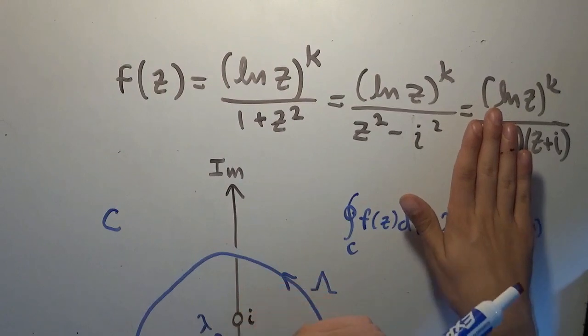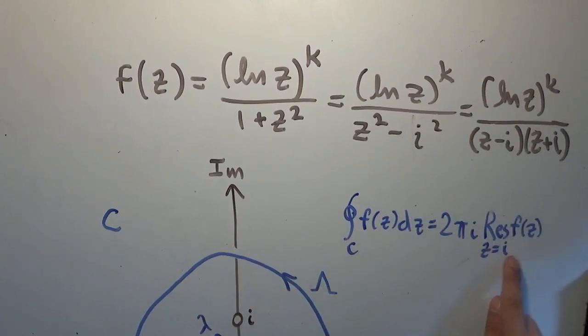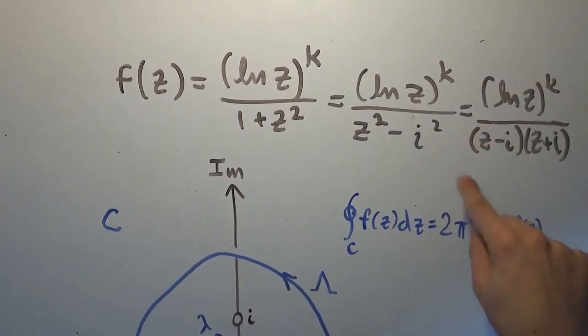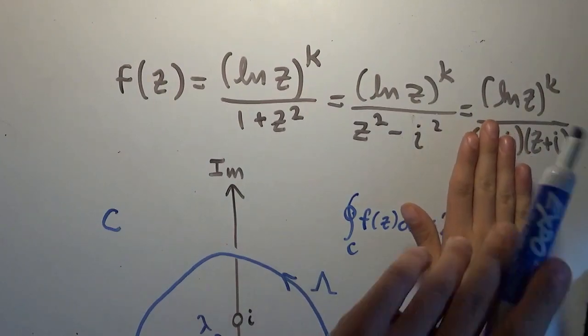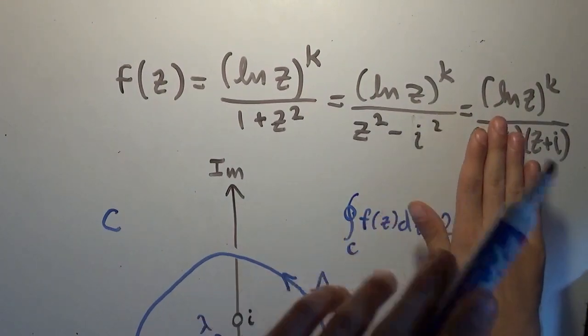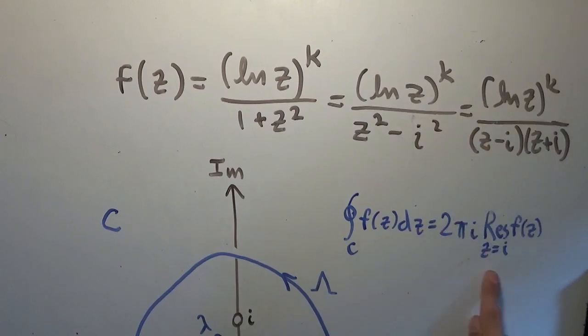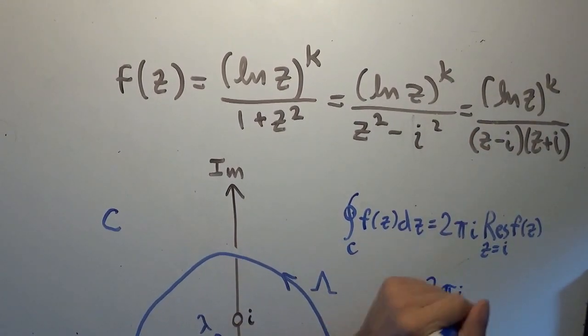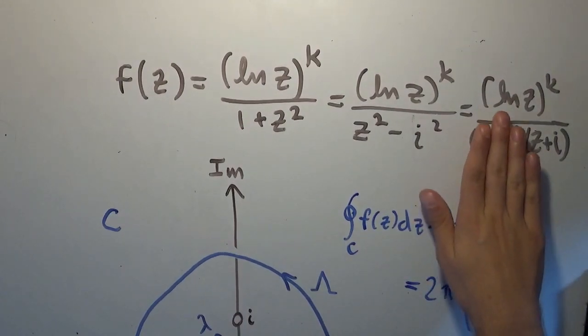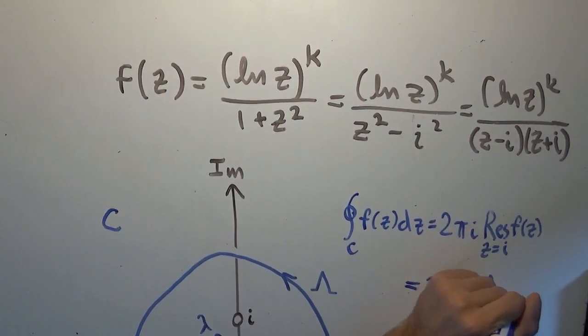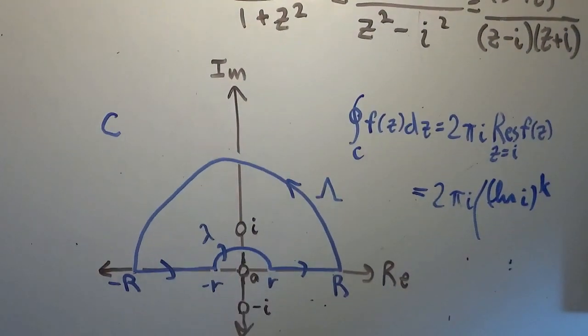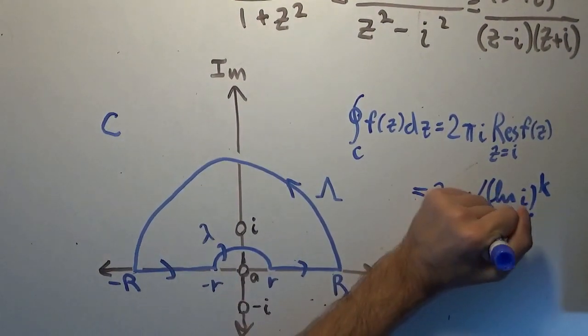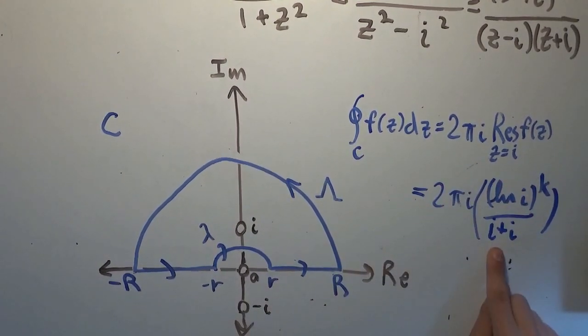So essentially the residue of f of z at z equals i is what you get when you plug i into just this function. And so all we have to do is plug i into this well-defined function at i, and we'll get what it has to be equal to. And this is 2 pi i times just plugging in i to what's left. So we get the natural logarithm of i to the power of k, over i plus i, right? Because it was just z plus i in the denominator, so we're just plugging in i there.